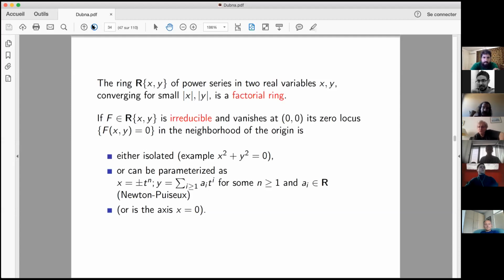And the theorem, which again has a long story, is that locally an irreducible curve either is isolated, like for example, if you take the curve x squared plus y squared is equal to 0, it reduces to the origin, of course, in the real domain. Or it can be parameterized in the following way. X is plus or minus t to the n for some n, and y is a converging series in t. It's called the Newton-Puiseux series. Forget that. I will show you some pictures.